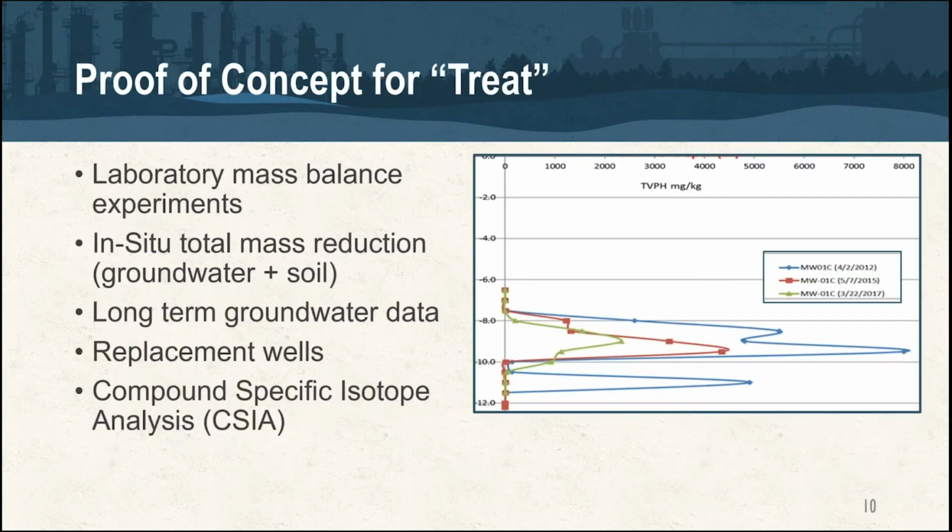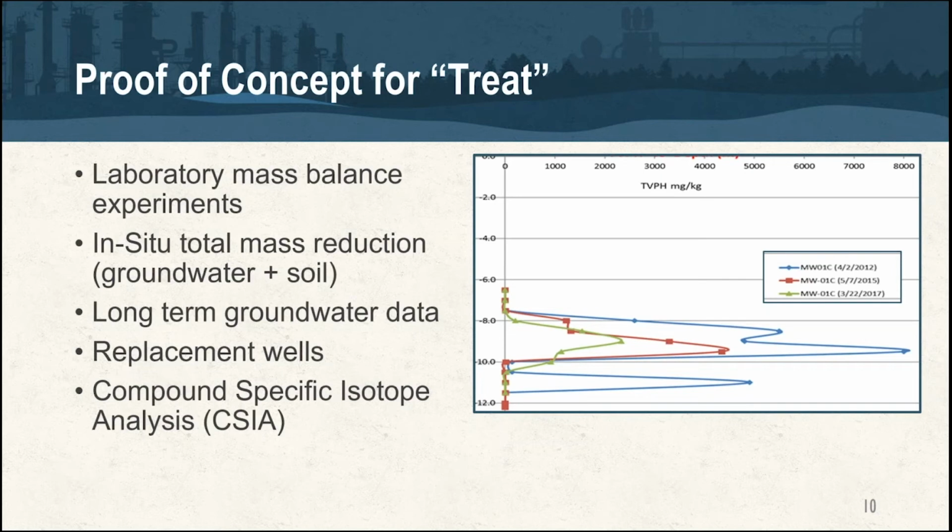All right, so talk about the proof of concept a little bit. We've got laboratory mass balance experiments that RPI has been running for many, many years. I'll show you some of that data here in a second. We have states that we work in where we're looking at total mass reduction over time. So we're doing total mass in, total mass out, maybe over an 18, 24 month period. We've also got really long-term groundwater data that really shows that we don't get rebound over time, or the contaminants don't release off the carbon, for example.